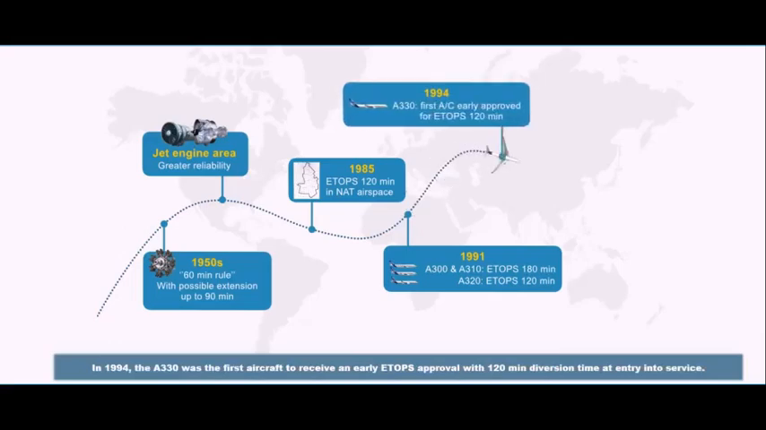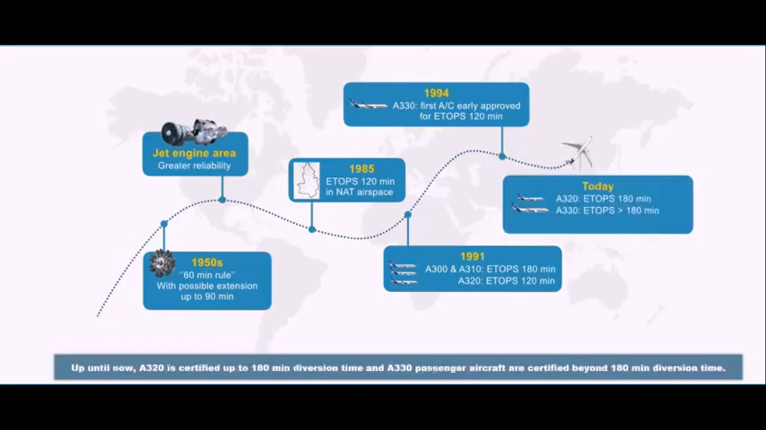In 1994, the A330 was the first aircraft to receive an early ETOPS approval with 120 minutes diversion time at entry into service. Up until now, A320 is certified up to 180 minutes diversion time, and A330 passenger aircraft are certified beyond 180 minutes diversion time. Today, aircraft design takes into account ETOPS rules as early as possible. In 2014, the A350-900 was certified beyond 180 minutes diversion time at entry into service.